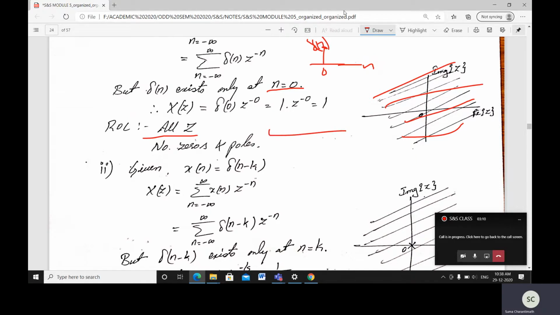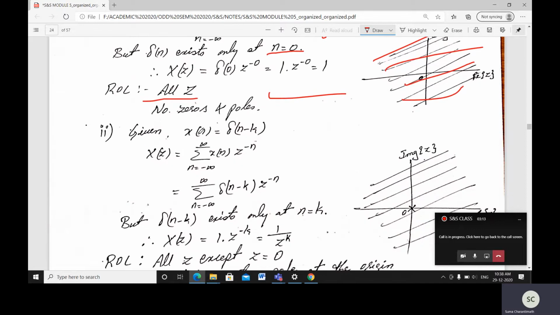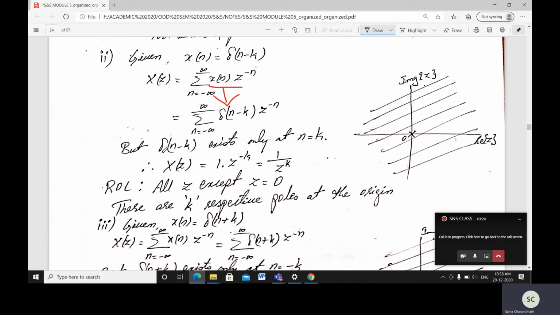Next, in the same way, for the input x of n equals delta of n minus k, just substitute in the z transform equation. Delta of n minus k exists at n equals k. When n equals k, k minus k is 0, delta of 0, and only then you get the signal. Therefore, x of z equals 1 into z raised to minus k.